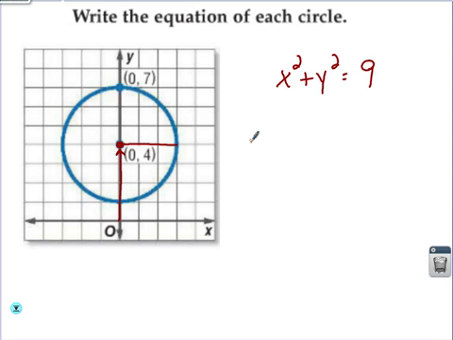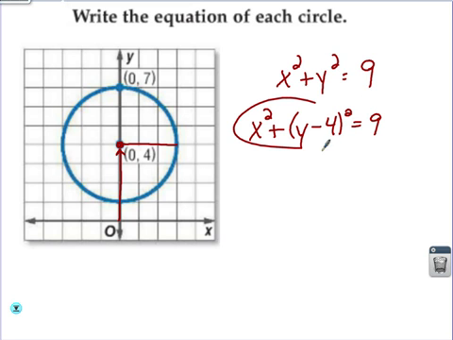And I now have x squared plus what, Brianna? How do I shift it up 4 units? Y. Good. Equals 9. Guys, that's that circle. X squared, it did not shift left or right any. Plus y minus 4 squared, shifted up 4, equals 9, which tells me it has a radius of 3.